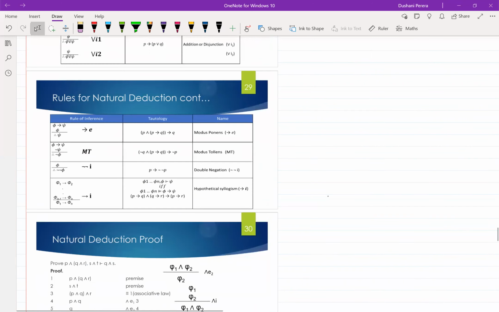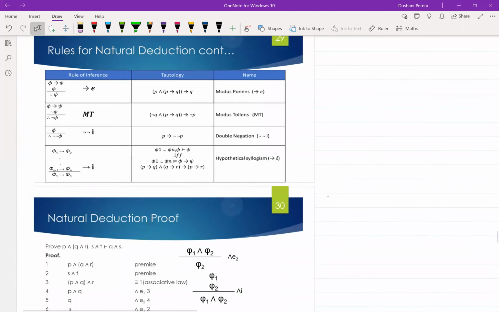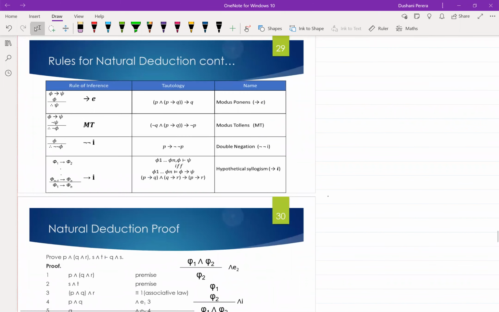So let's start from modus ponens. What happens in modus ponens, as you know, you have a proposition P, then you have a propositional formula P implies Q. You are given that P implies Q is true. Right? Then you are given that P is true.